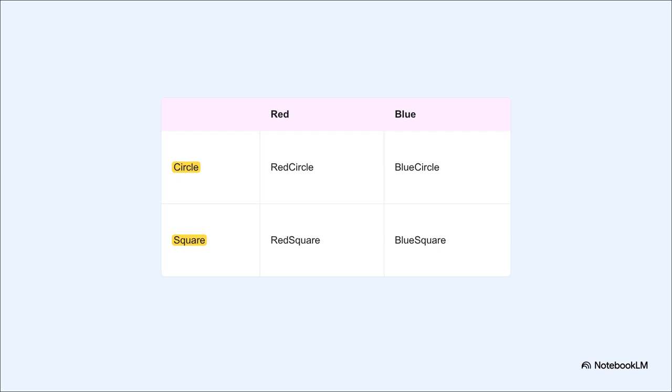Easy enough. Now, we want to add colors. Let's go with red and blue. The most direct approach? Well, you create red circle, red square, and so on. 2 shapes, 2 colors. That gives us 4 classes. Seems manageable, right? For now.